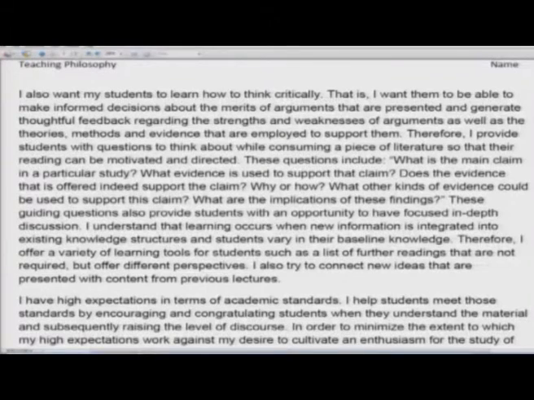I understand that learning occurs when new information is integrated into existing knowledge structures and students vary in their baseline knowledge. Therefore, I offer a variety of learning tools for students, such as a list of further readings that are not required, but offer different perspectives. I also try to connect new ideas that are presented with content from previous lectures.